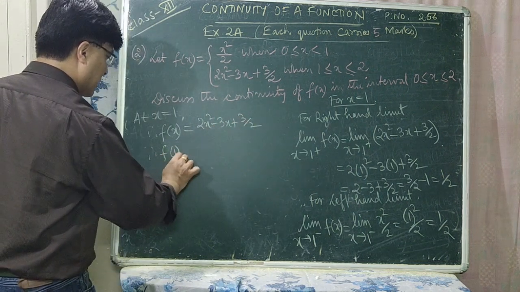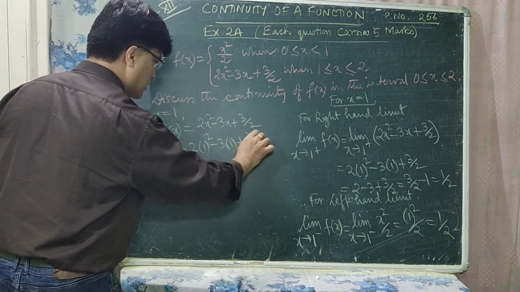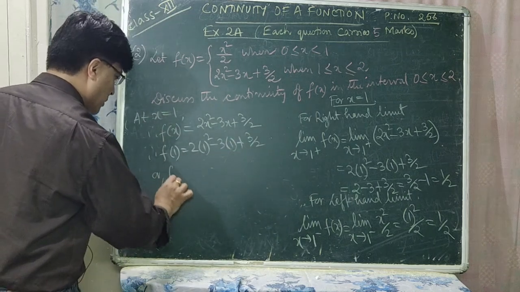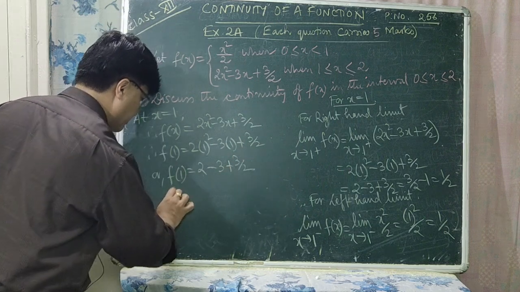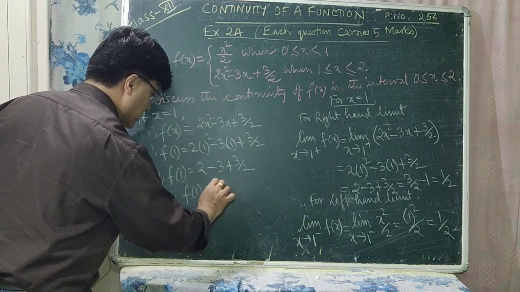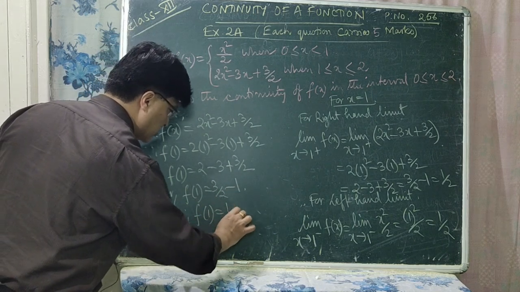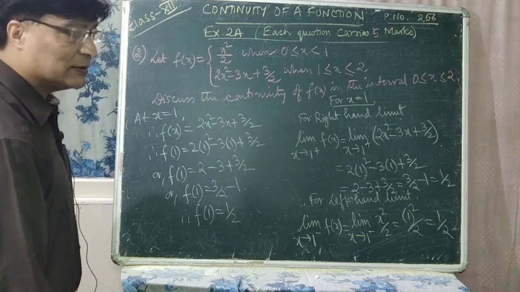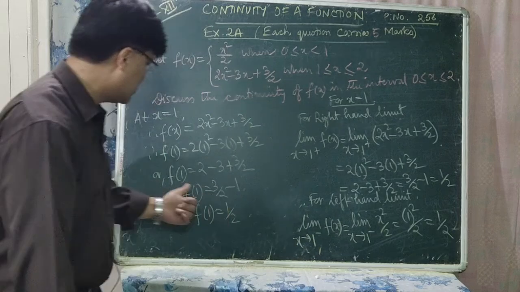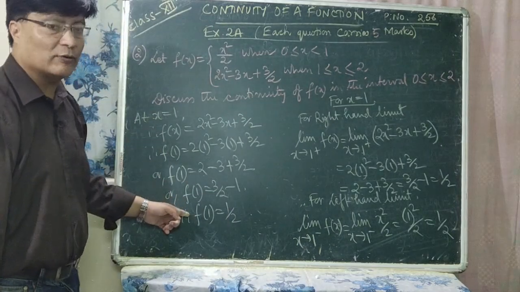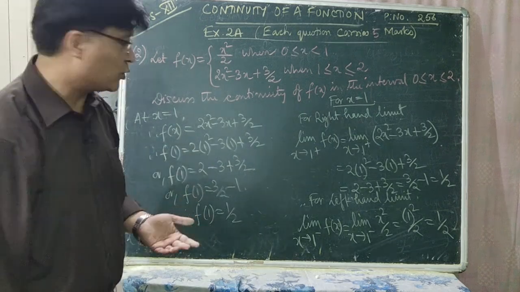So you put x is equal to 1, f of 1 is equal to 2 into 1 whole square minus 3 into 1 plus this is your 3 by 2, or f of 1 is equal to 2 minus 3 plus 3 by 2, or f of 1 is equal to 3 by 2 minus 1. So f of 1 is equal to, this is also half. Is that clear? That means this right hand limit is equal to left hand limit is equal to the value of the function when x is exactly equal to 1. That means the function f of x is continuous at x is equal to 1 also, right?